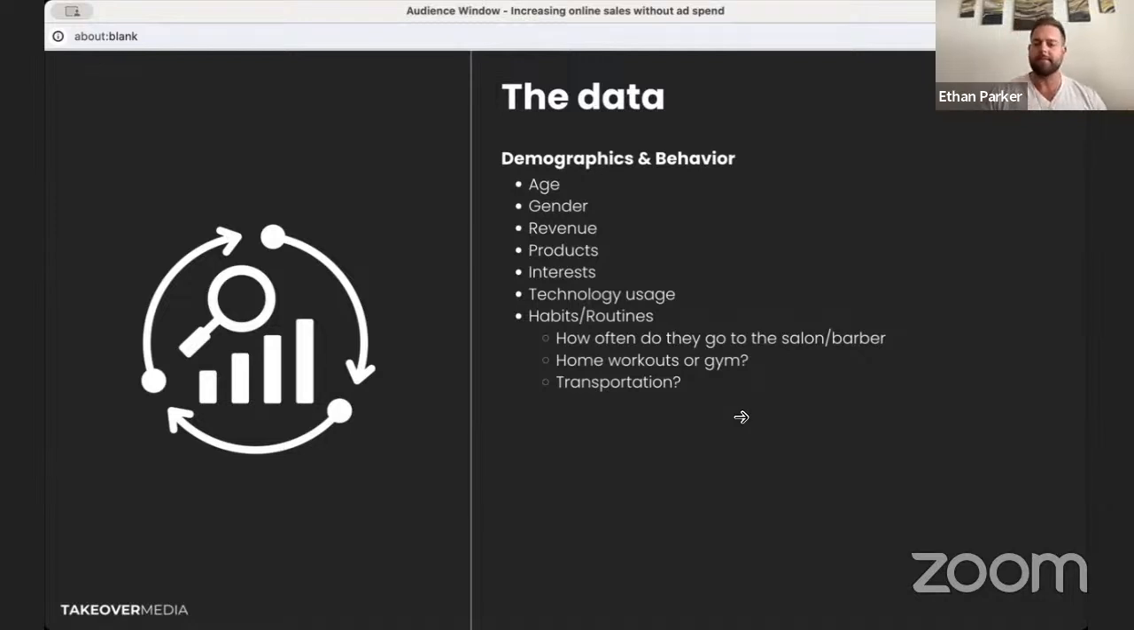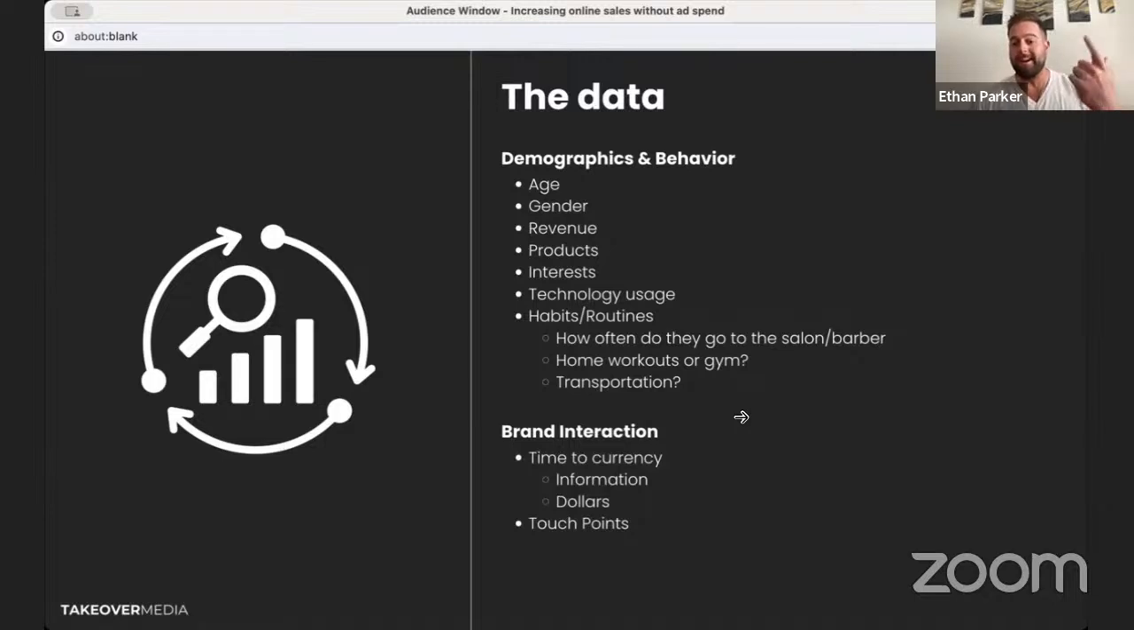Habits, routines, a few examples here. You can think of a lot of relevant ones for your specific industry, but I'm just throwing out some examples. And then you have some things that sometimes you don't look at as much, or you may not have software in place to measure, but there are some pretty cost-effective solutions I'll share. But like time to currency. And we want to think about currency in 2 forms. Currency number 1 is information. Currency number 2 is dollars.